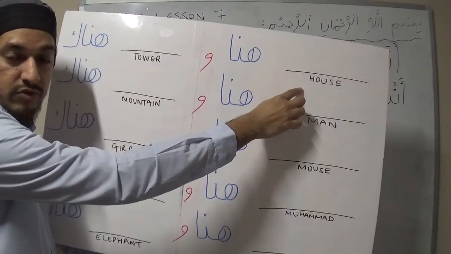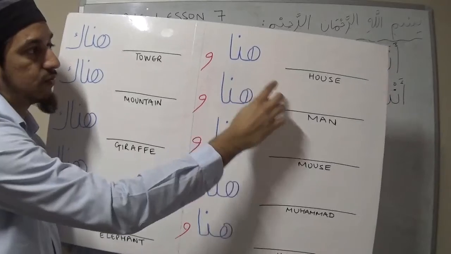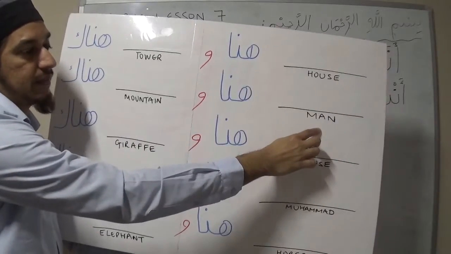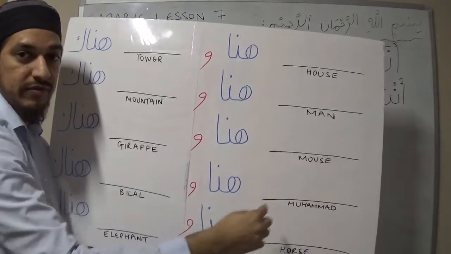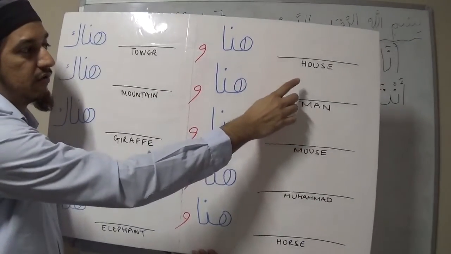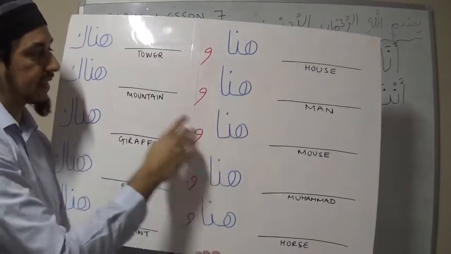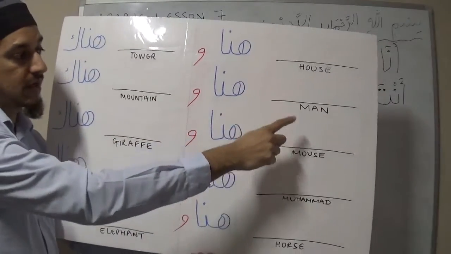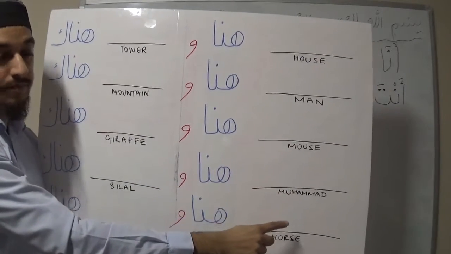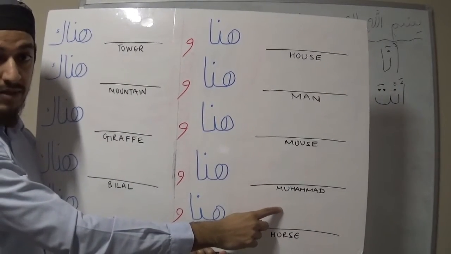So do you remember the vocab for house? Write with it huna. Man, we've done all these vocabs. This is something we should have already learned. Write that against huna, and then write the other ones against hunak. So we have house, man, mouse, Muhammad.